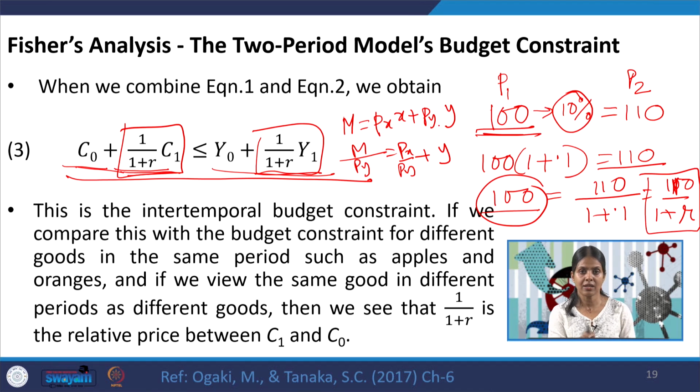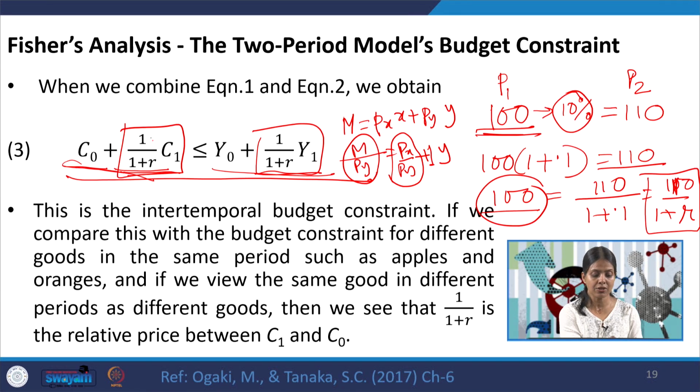So, this is basically a process of normalization, that if I make the price of y equal to 1, then this is my real income in terms of the price of commodity y, and this is basically the relative price of commodity x to commodity y. So, in a similar fashion 1 upon 1 plus r would be considered as the relative price between period 1 consumption C1 and period 0 consumption C0.